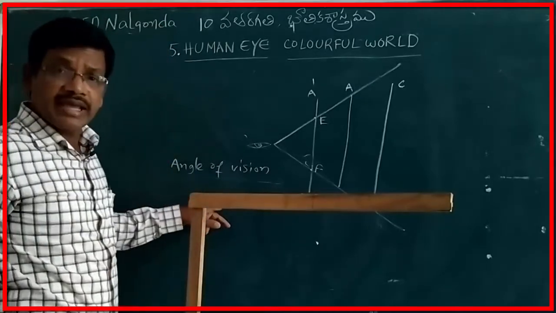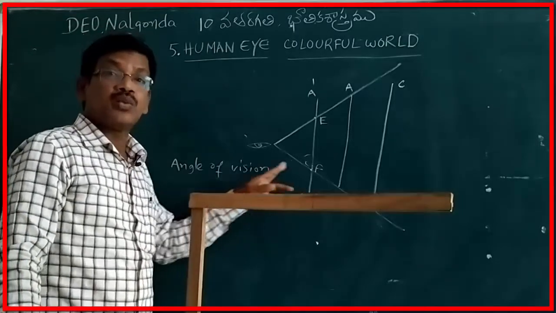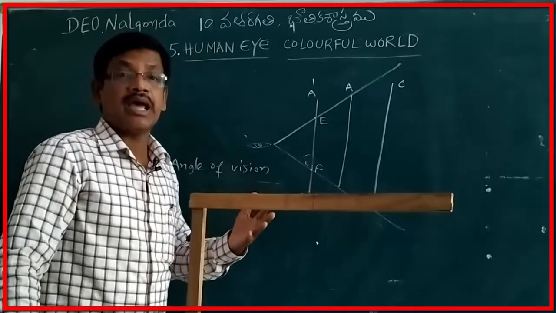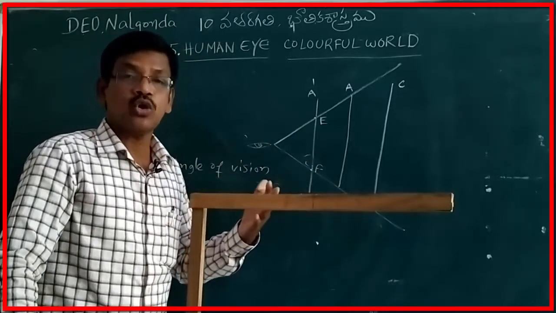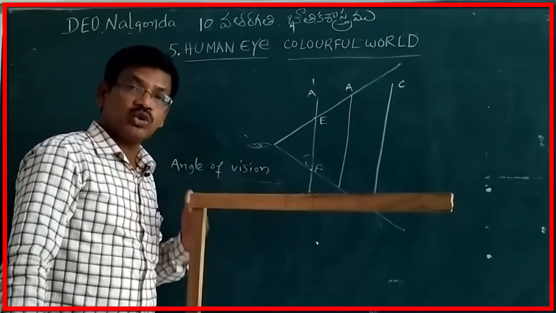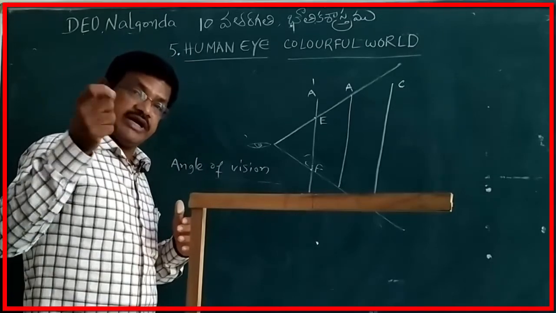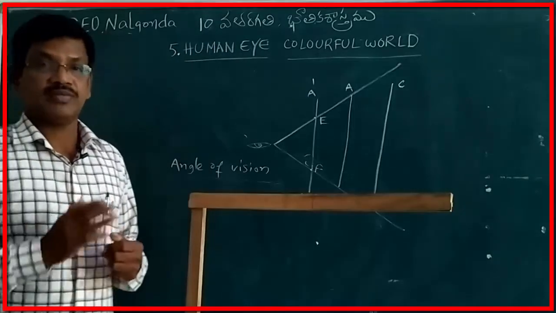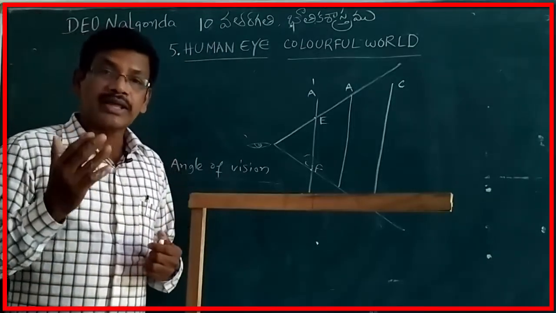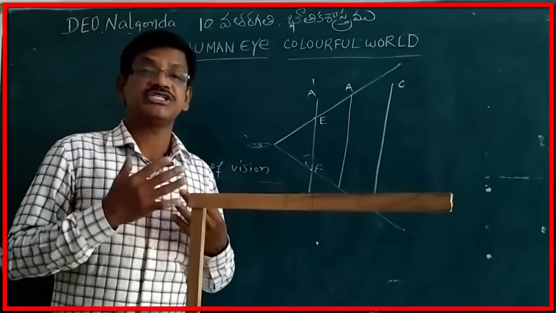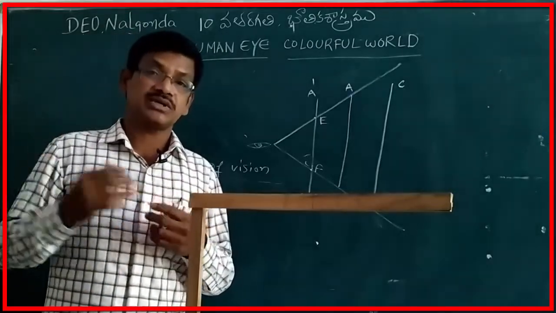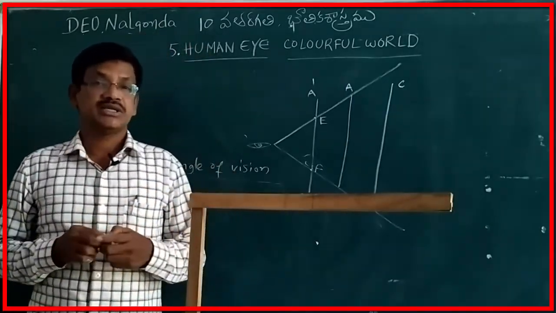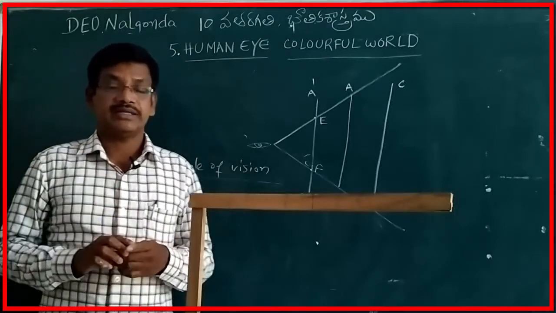And even this angle of vision varies from person to person. As the age changes, angle of vision even changes. So, from these two activities, we have come to know that this distance of distinct vision varies from person to person, and angle of vision also changes from person to person. So, why? What are the reasons for changing these things from person to person? What are the important factors that are involved in these two conditions is a doubt that arises in our mind.